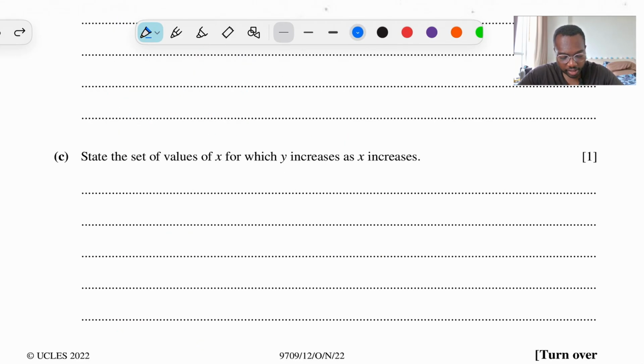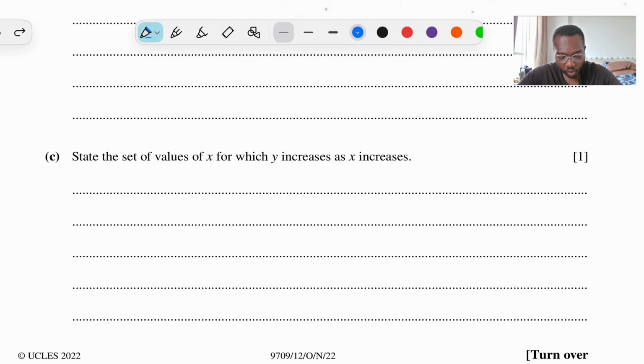So for part C, we need to state the set of values of x for which y increases as x increases. So what I would do for this one is, maybe you can tell if it's a minimum or maximum point straight away, but what we need to figure out is that x equal to 1, is that going to be a minimum point or a maximum point? Because that will help us determine what the set of values are for which it increases. While we can look at this, and because it says for which y increases as x increases, we can safely say that x equal to 1 is a minimum point.